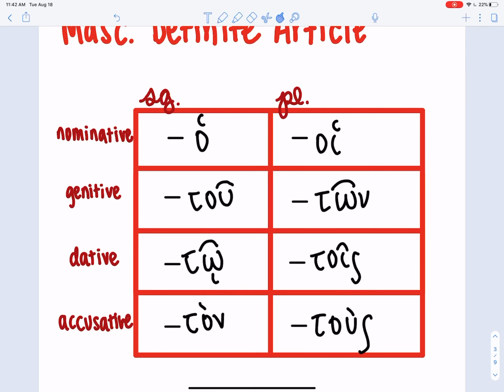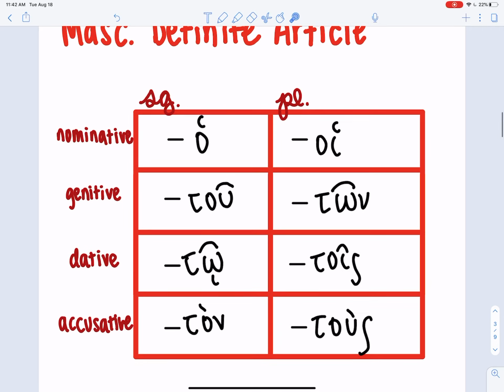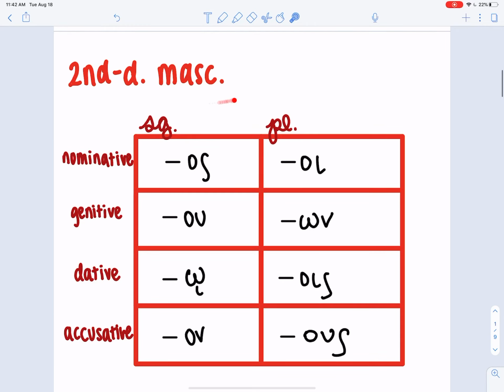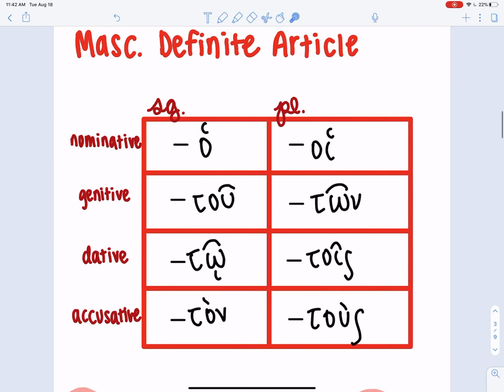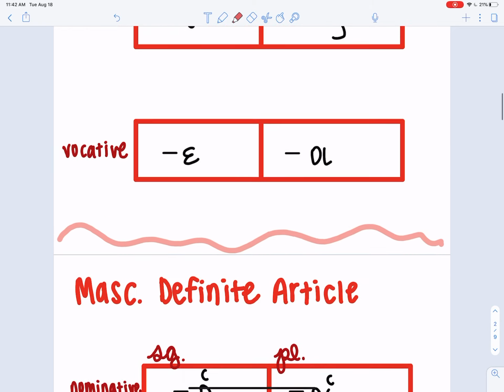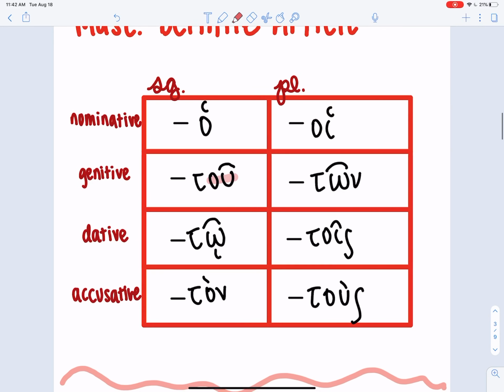And the reason I was saying that the masculine definite article is easier to learn once you have a basic understanding of the masculine noun endings is because you'll start to see so many overlaps. So yes, ho is different, but after that, the masculine ending, right, for genitive is ou. We just learned that. And so the article is just different because you're adding that tau. And of course we care about accents with the article, but you'll start to notice that the pattern continues.